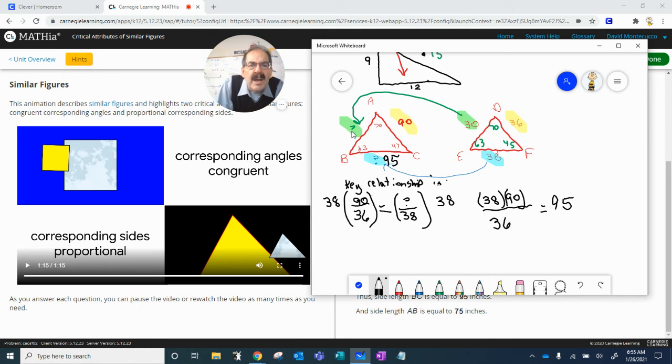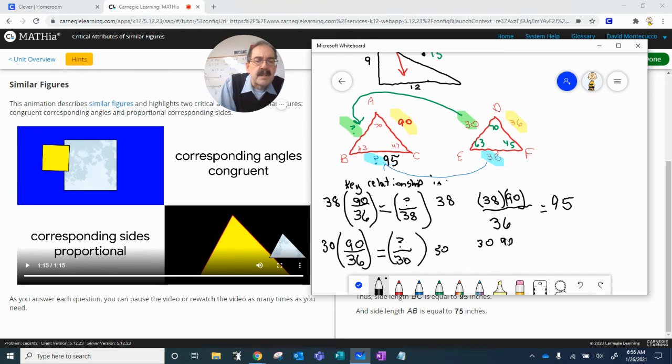So now we got to do the other guy. So what do we got? 90 to 36. And that goes to something to the 30. Okay. Multiply both sides by 30. And lo and behold, 30 times the 90, all divided by the 36. And grab our calculator, 30 times 90 divided by 36. And we get 75.